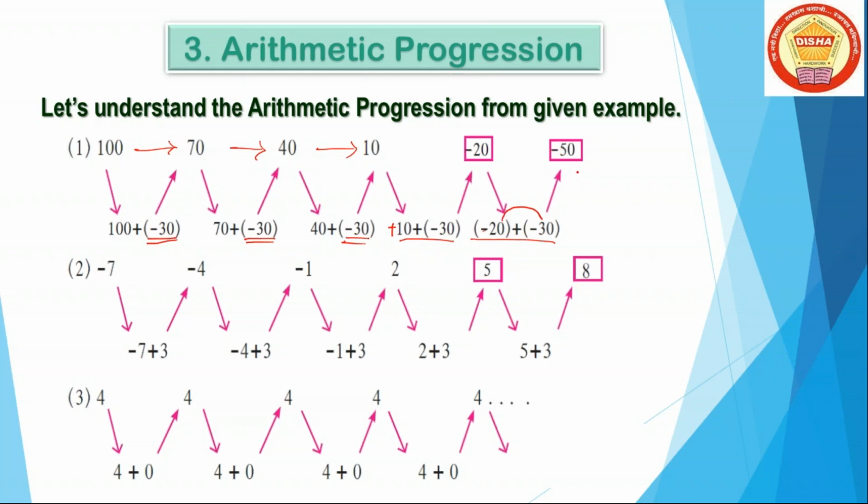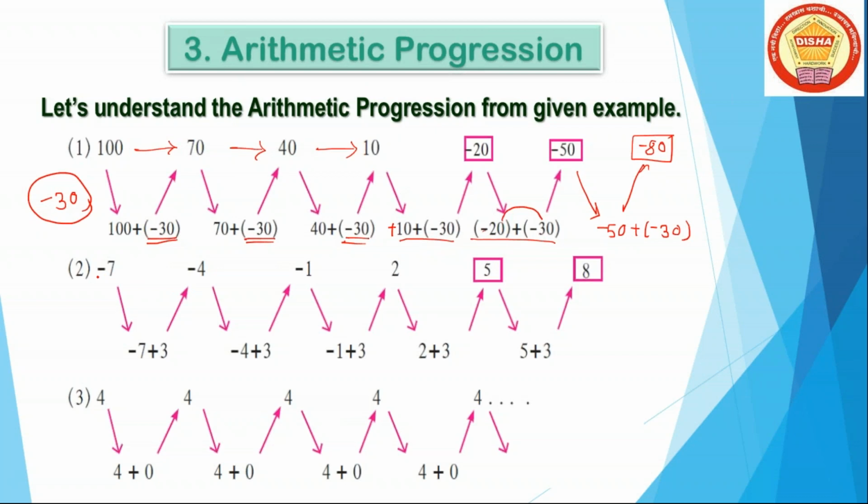Okay. Again we find the next term. What do we do here? That is negative 50 plus negative 30. Then we will get negative 80. So in the first example, negative 30 is added. Then we will see the second example.